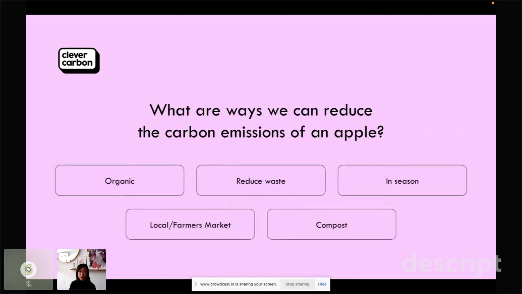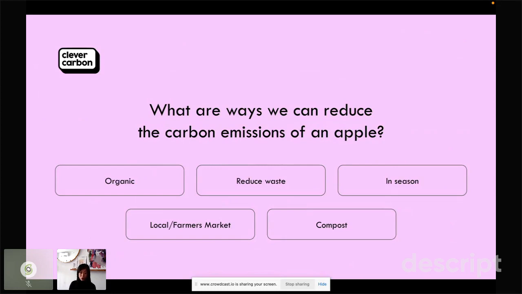And some of the ones that I have here are eating organic so that we don't use fertilizers, reducing waste, right? Sometimes we buy all these apples and we don't eat them and we end up throwing them away. So if we're more conscious about what we buy, that could help. Eat apples when they're in season, right? So they're not always in season. And if you buy an apple when they're not in season, it's likely that they came from further away. Okay. Local farmers market, that came up a lot, and composting came up a lot as well.